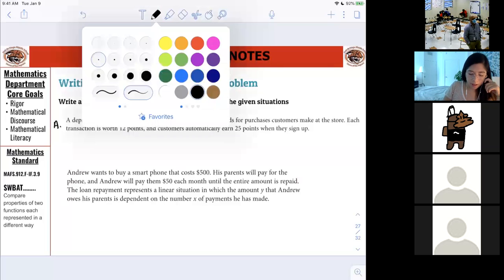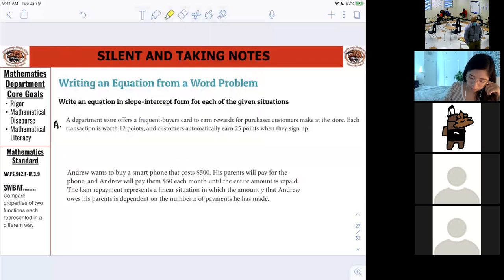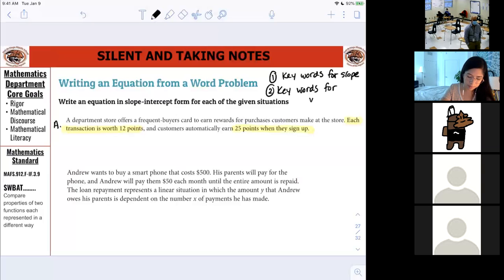Awesome, thank you. All right, so I'm going to highlight a couple of things. I'm going to highlight each transaction is worth 12 points, and automatically earn 25 points when they sign up. When you read a word problem, you want to identify two things, okay? First of all, we're going to look for keywords for slope. And then we're going to look for keywords for y-intercept.